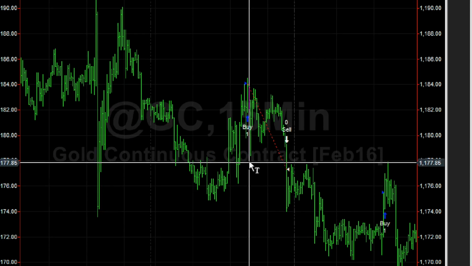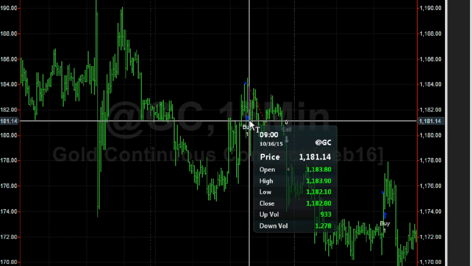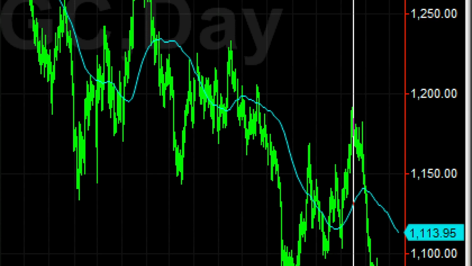Here we go. So you can see this one's being taken, and if you look to the right hand side, you can see that on the daily chart, that thin blue line is the 50-day moving average, and we're well above that value. So it's only taking trades when price is above that 50-day moving average. That's how quickly and easily you can test a different filter like that.